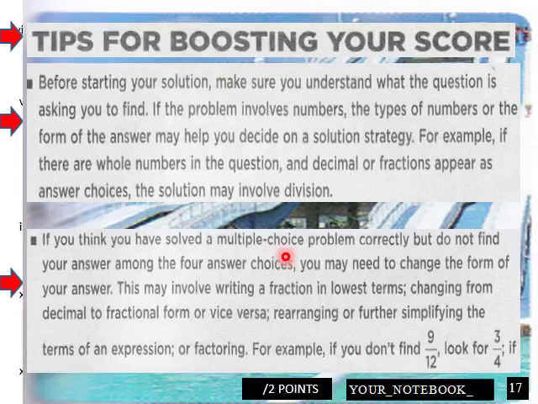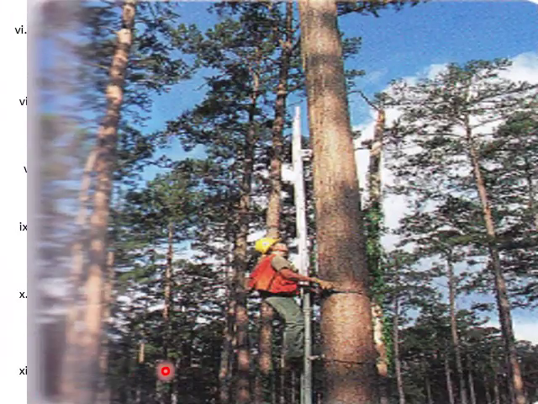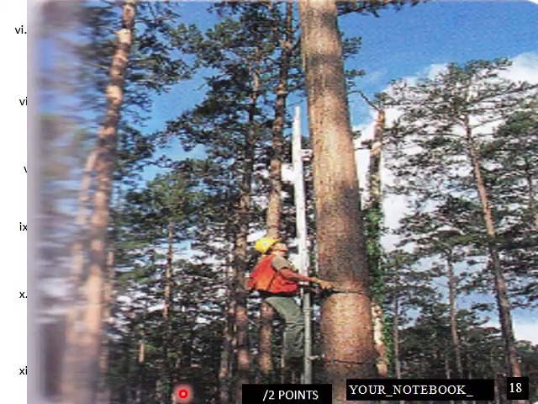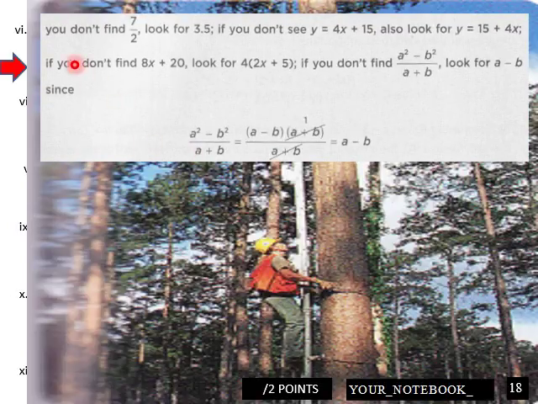If you think you have solved a multiple choice problem correctly but do not find your answer, you may need to change the form of your answer. This involves writing it in a different form. Page 18. If you don't find 7 over 2, look at 3.5. If you don't see y equals 4x plus 15, look for y equals 15 plus 4x. If you don't find 4x plus 20, look for 4 times 2x plus 5. If you don't find a squared minus b squared over a plus b, look for a minus b, since this reduces down to a minus b.